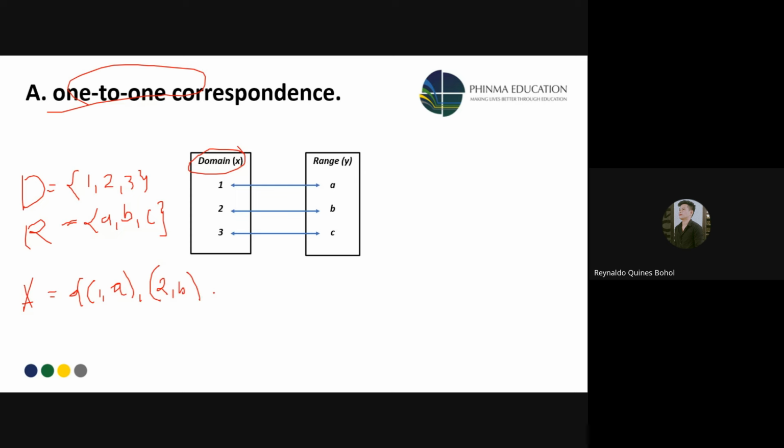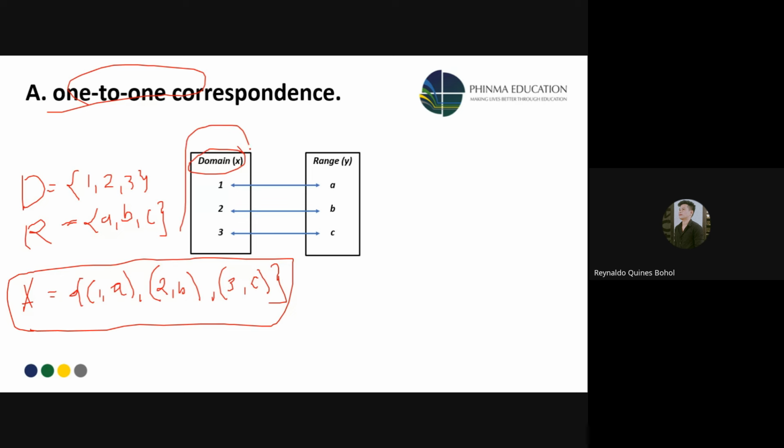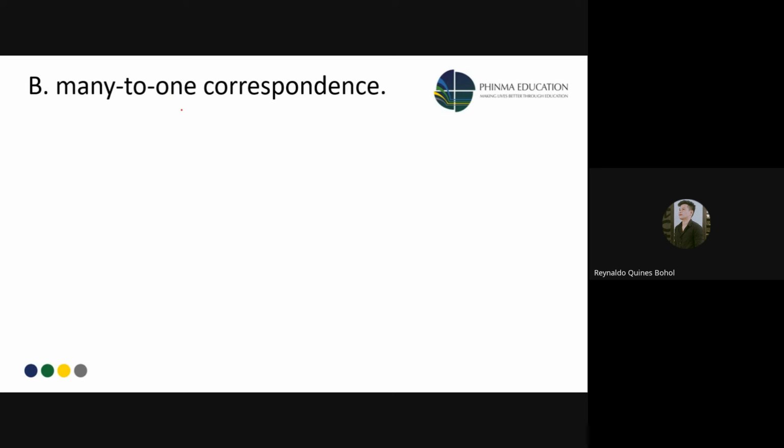2, B, and 3C. This is the element or the ordered pair of the given illustration here. So this is an example of function and relations. Tapos kanya is one-to-one correspondence. What is many to one correspondence?